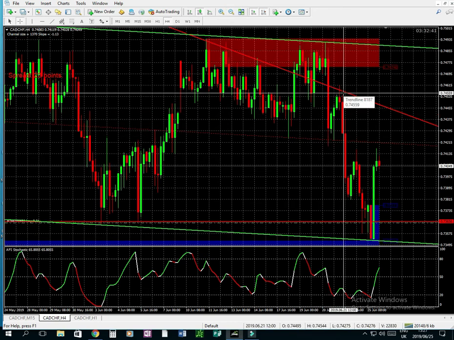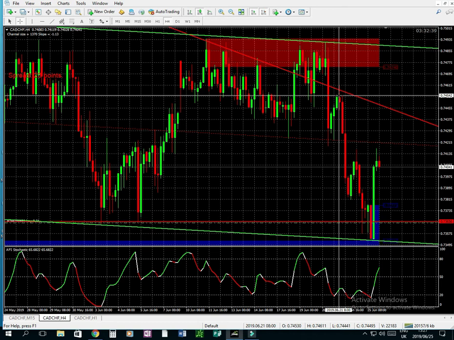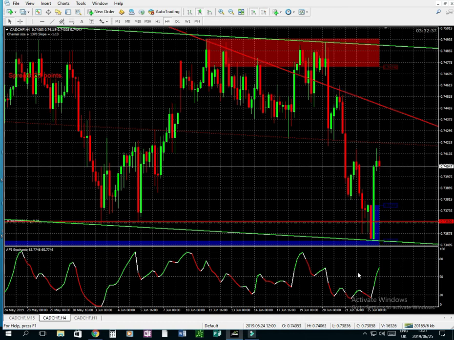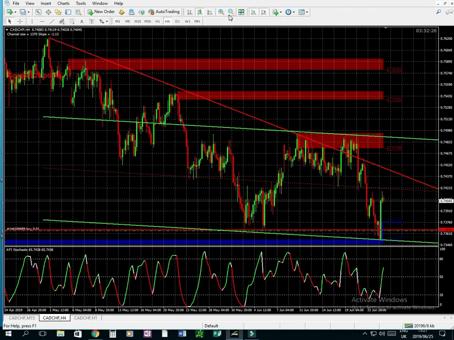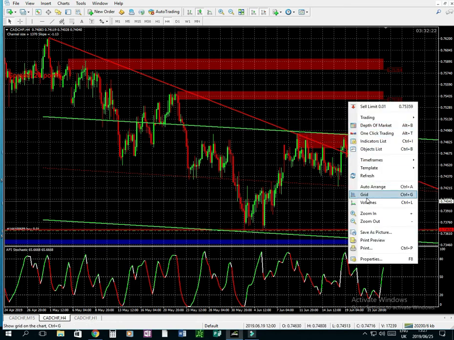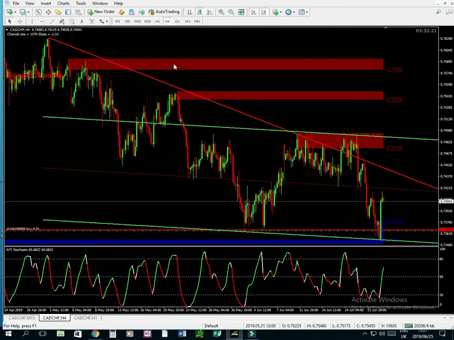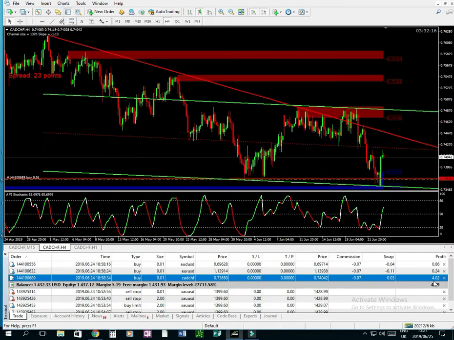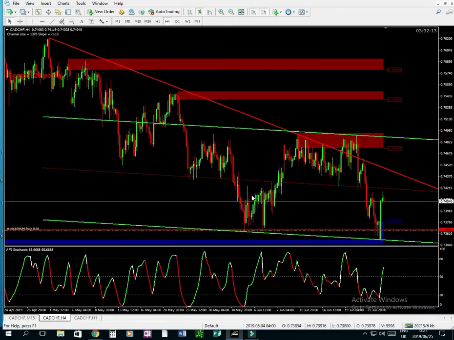This impulse here gave us a lot of interest, and once we saw that the stochastic is turning, we actually wanted to take this trade for a sell, and it did come back and give us the trade for a sell. But now coming back to the trade that I took, let me remove the grid. Coming back to the trade that I took, which is the running trade right now, the trade with $4 profit.